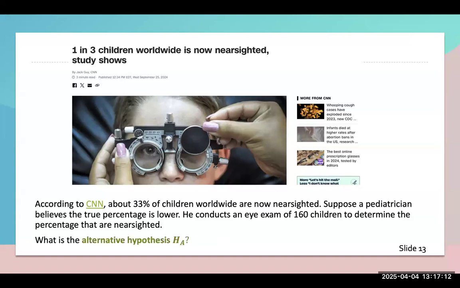Now, what is the alternative hypothesis? So we are told that a pediatrician believes the true percentage is lower. Lower means less than. So the alternative hypothesis is P is less than 0.33.